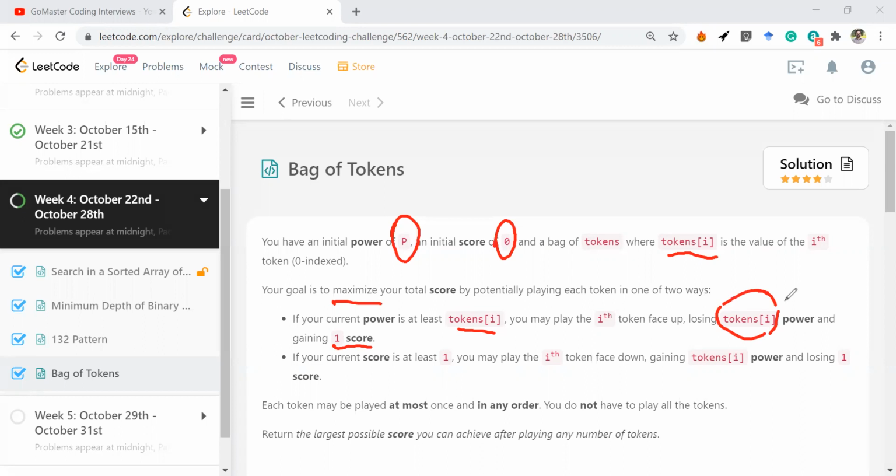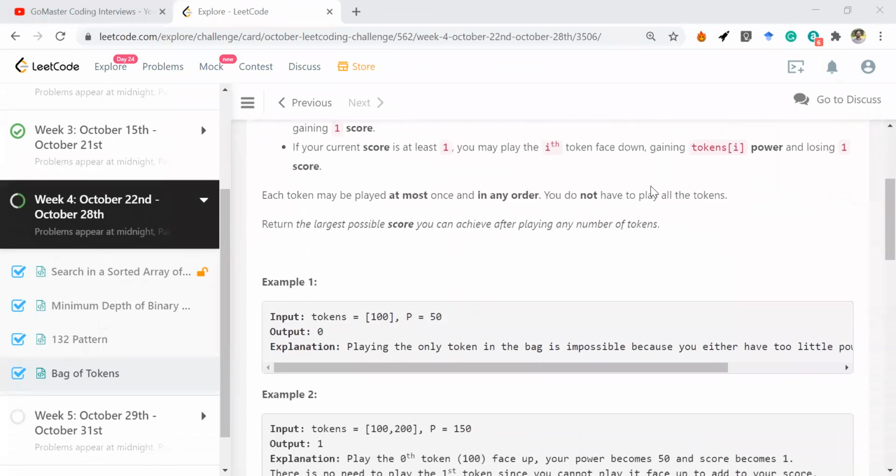And if there is not enough power to even use on any of the tokens, then we are going to spend one score. That means we lose one score to increase the power by whatever the token value is. So obviously, in this case we need to have at least one score to even do this operation. All right, so that's the idea here. Let's go with a couple of examples to understand it better, and then find a method to solve.